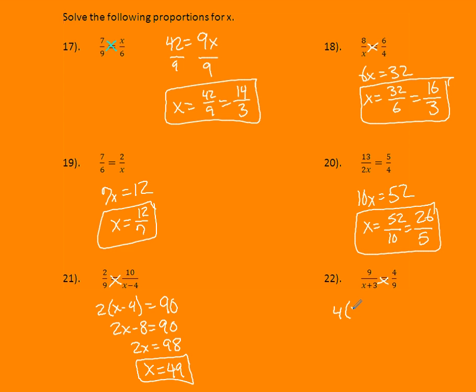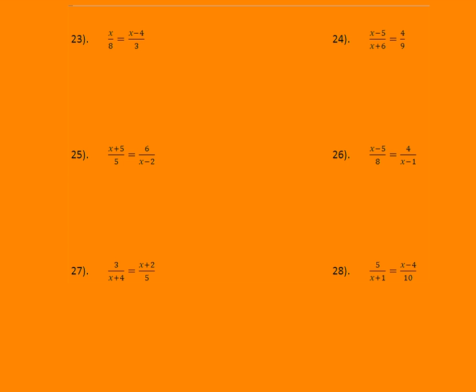4 times the quantity, x plus 3, equals 9 times 9, which is 81. When I distribute, 4x plus 12 equals 81. Subtract 12 from both sides here. You're left with 4x will equal, this gives you a 69. And x will equal then 69 divided by 4, and that cannot be reduced any further. Okay, continuing on. 23, very similar still.